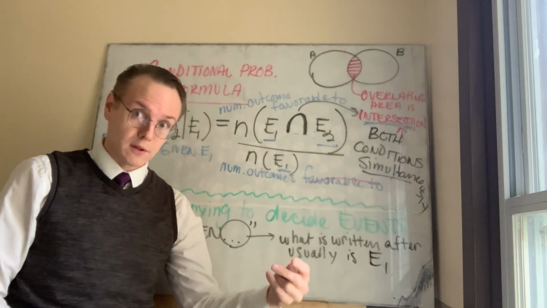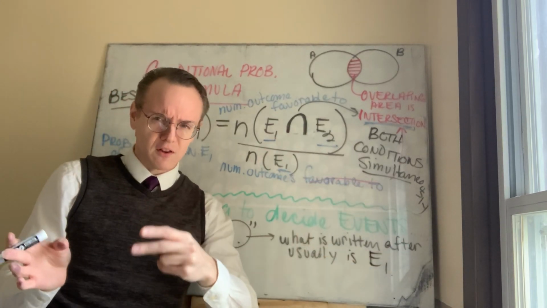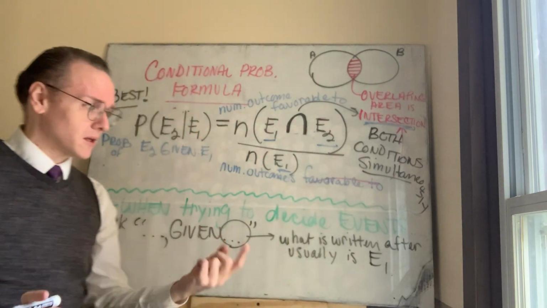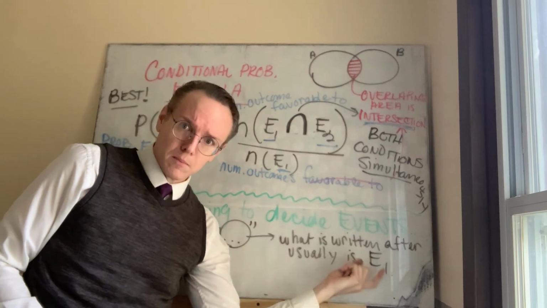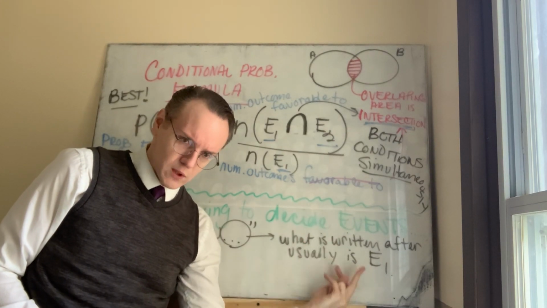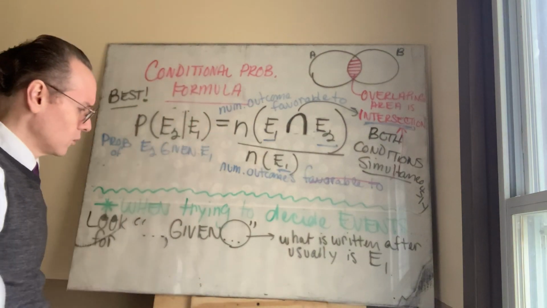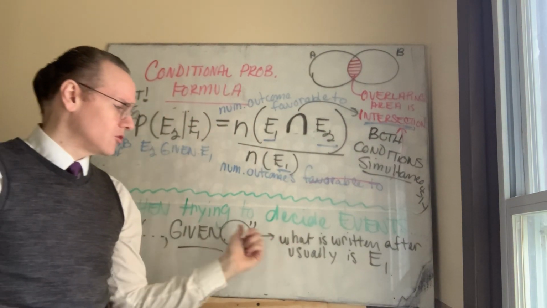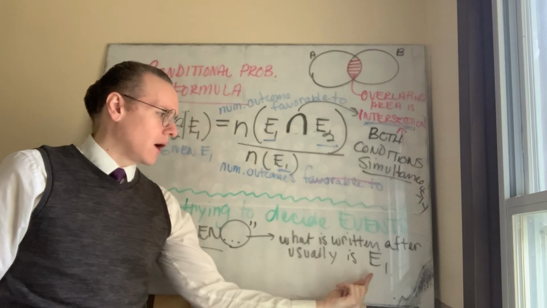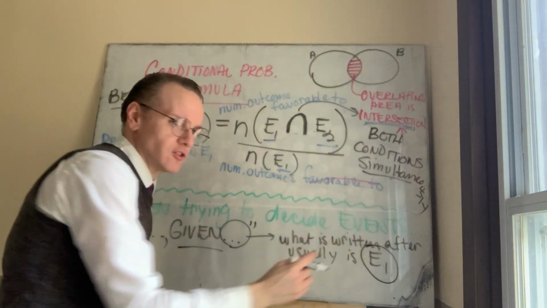Because you think of, well, the thing that is the most important, shouldn't that be in the front of the sentence? Not in English, okay? So in theory, the first characteristic of something may be written at the end, all right? So look for the word given, all right, and it's usually written immediately after it. That's usually what E1 is.